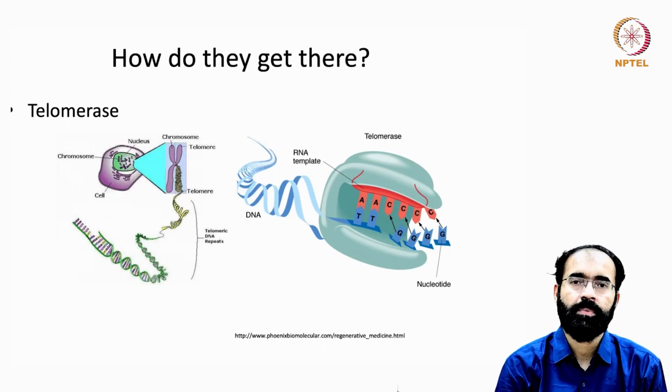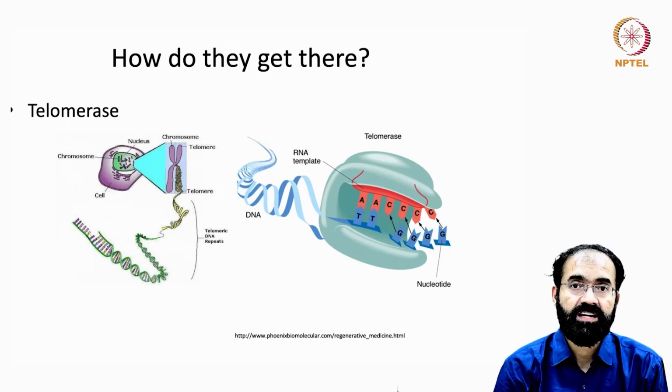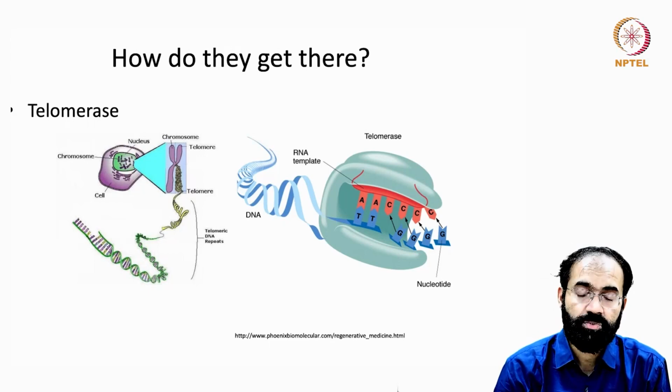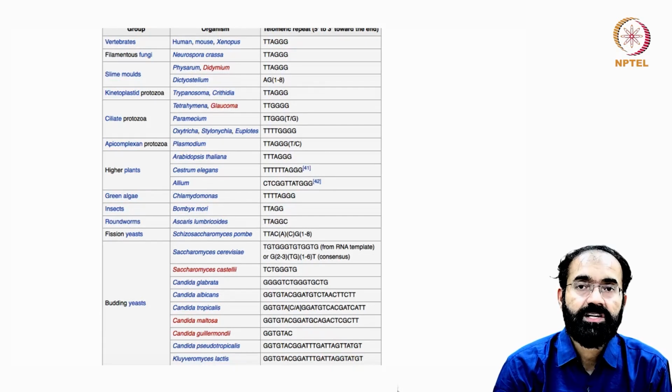So the RNA template is giving rise to the DNA. So we can say that the enzyme is a reverse transcriptase, meaning RNA is giving rise to DNA. So you can see the nature of repeats.